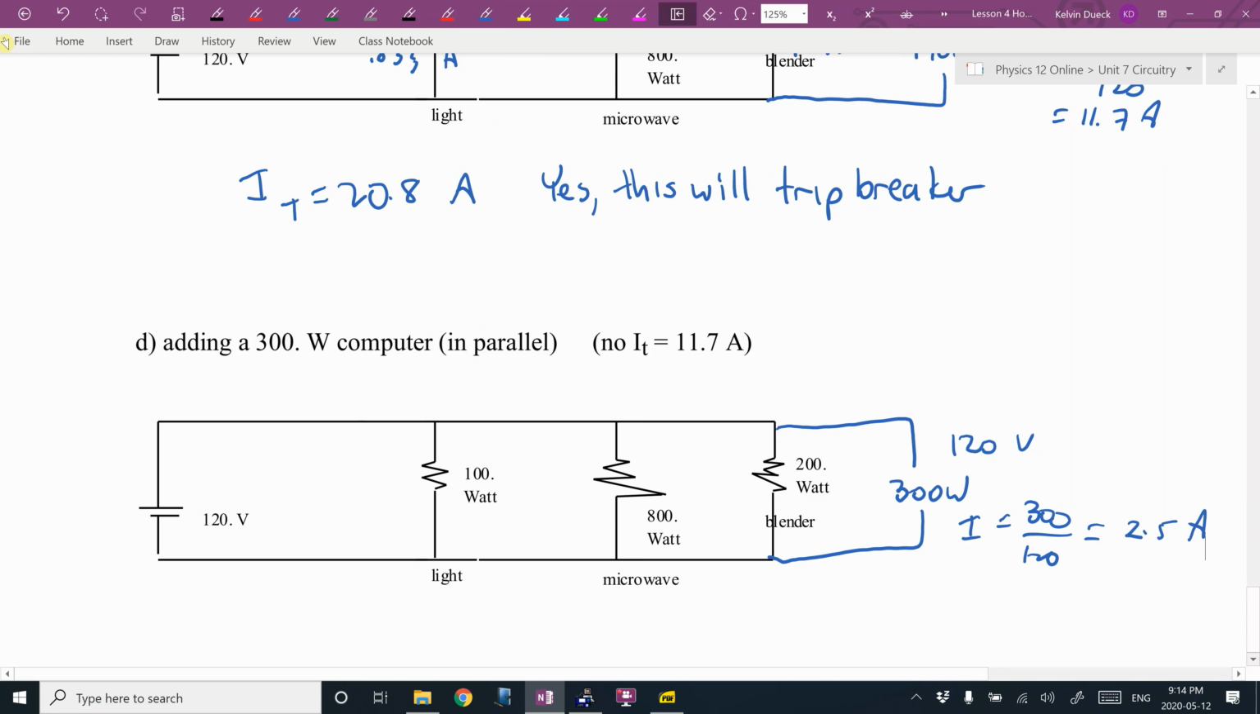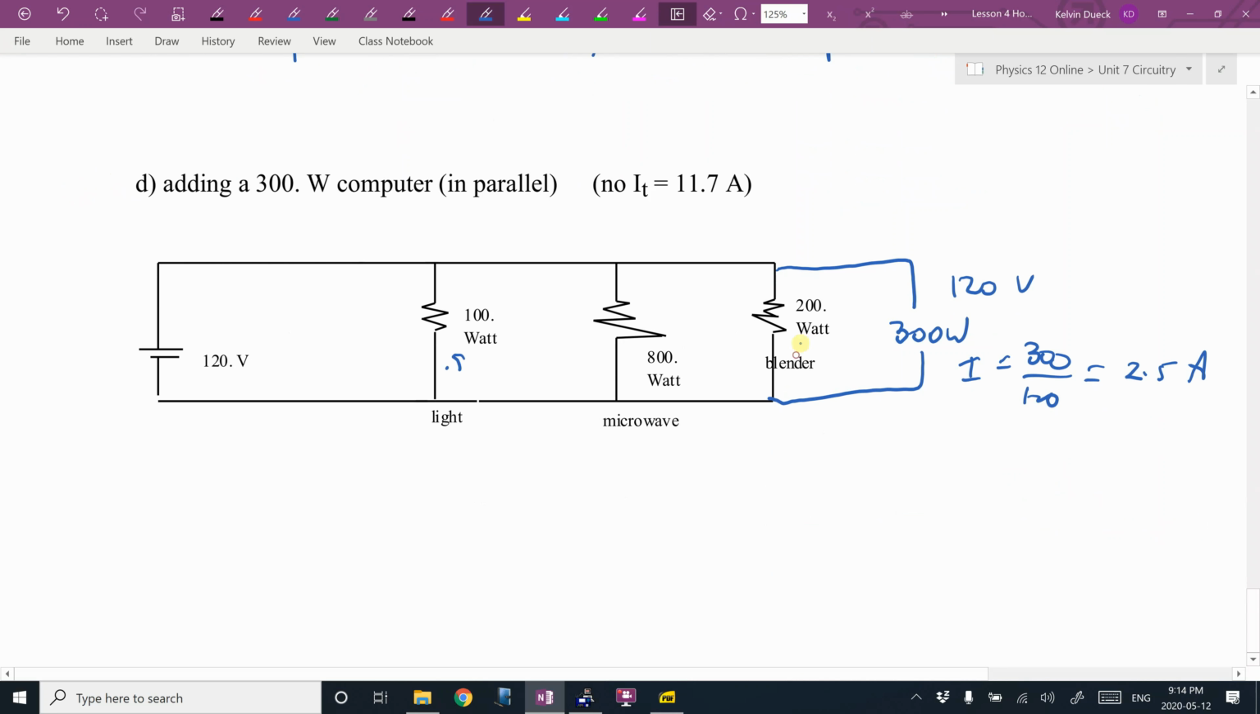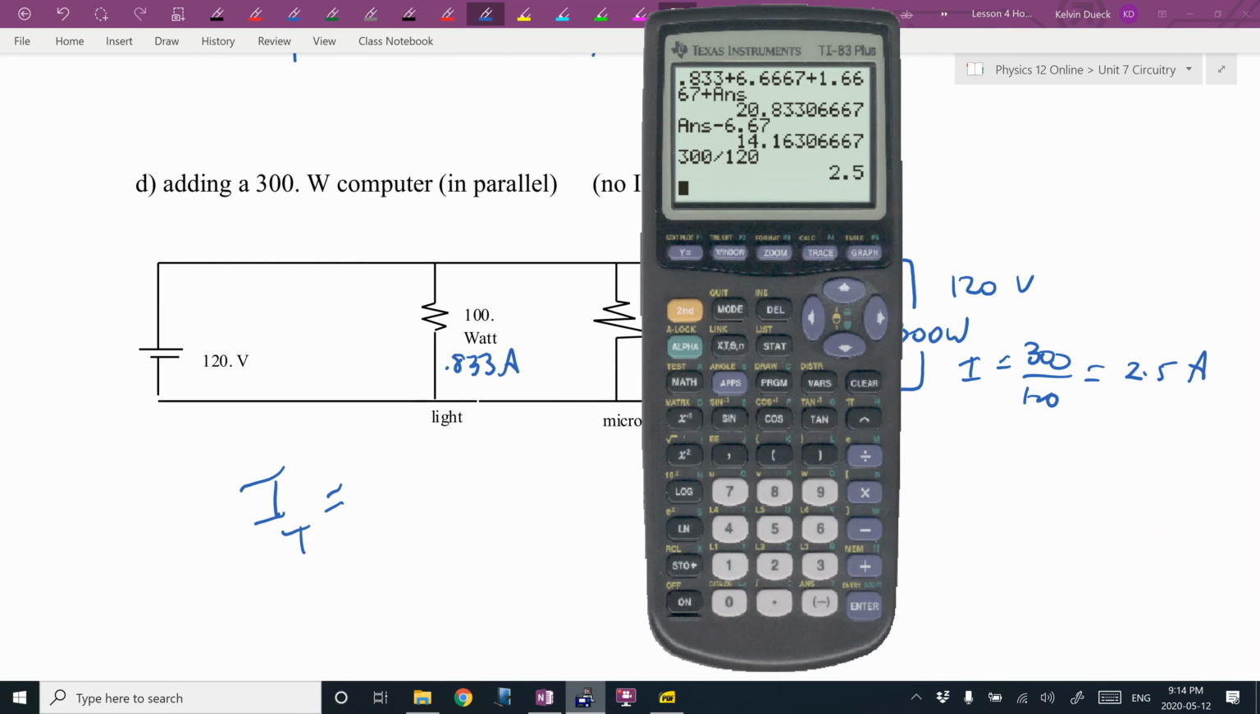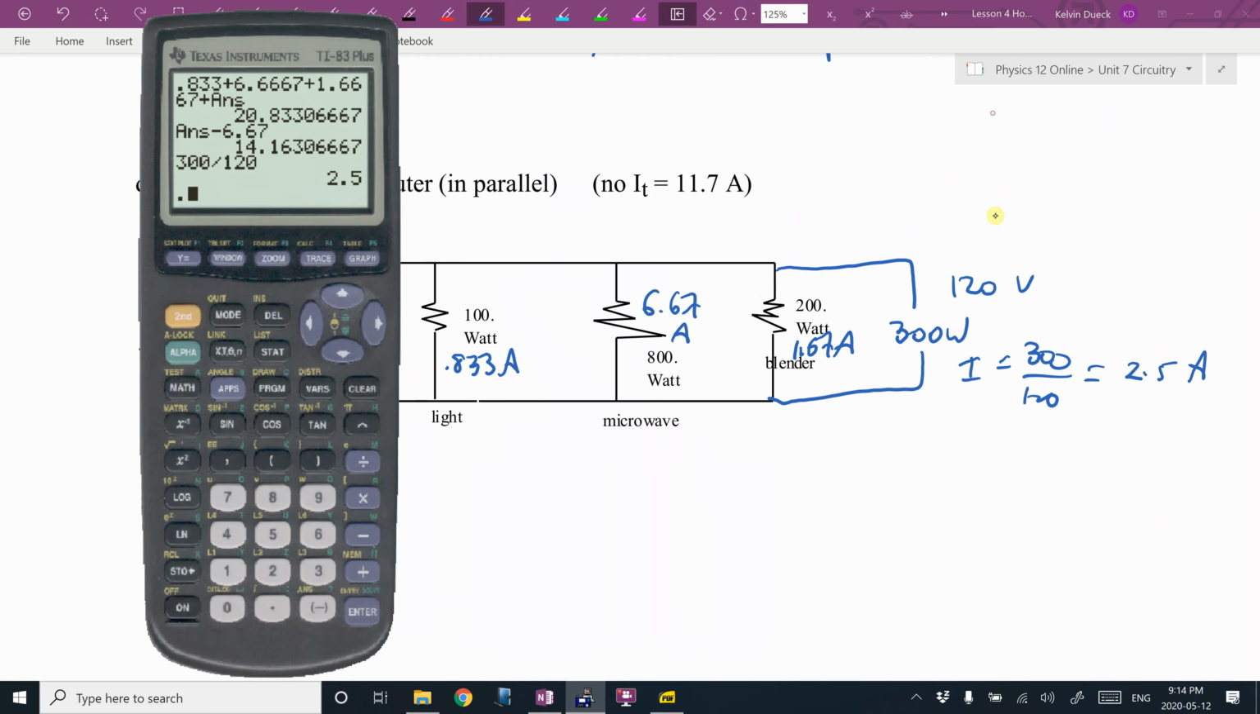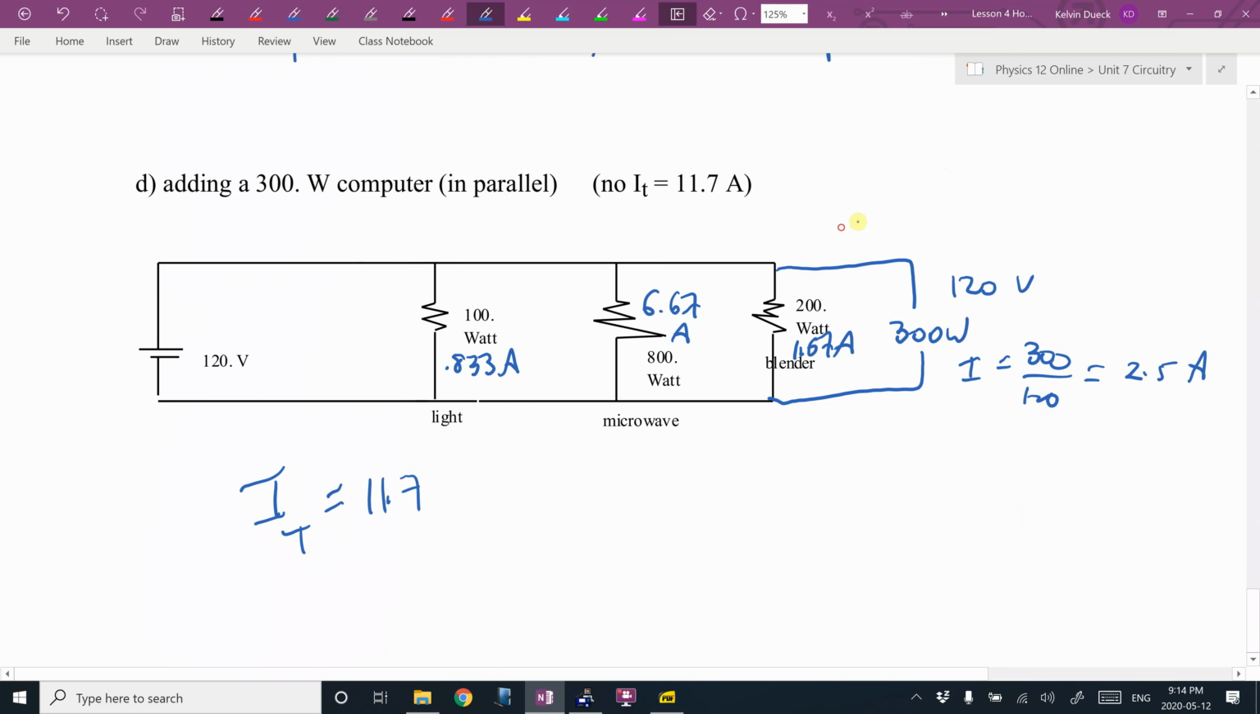I think we're okay because it was 0.833 amps, 6.67 amps. What was this one? 1.67 amps. I total is going to be 0.833 plus 6.67 plus 1.67 plus 2.5, 11.7 amps. No, we won't blow the breaker yet.